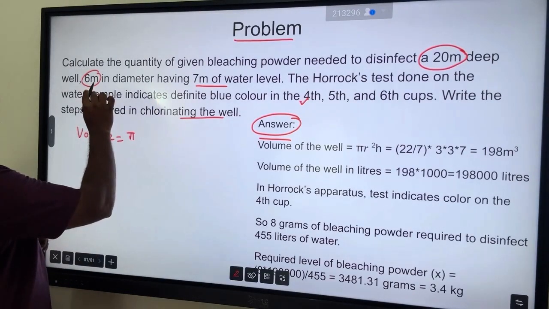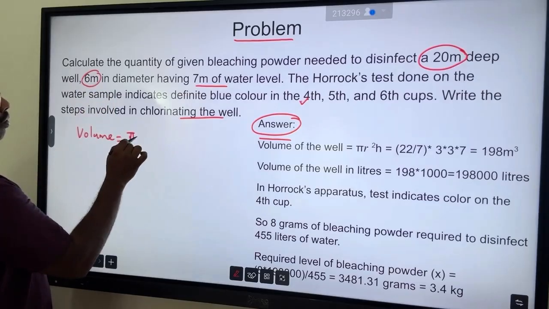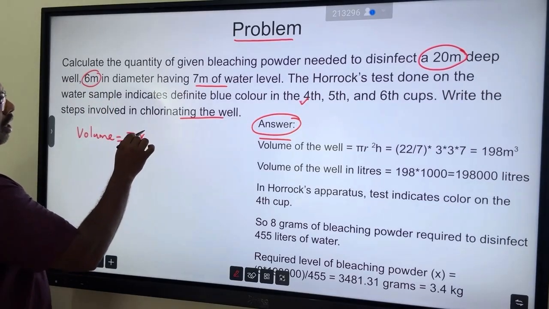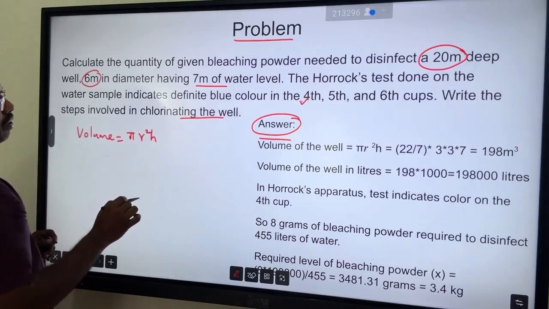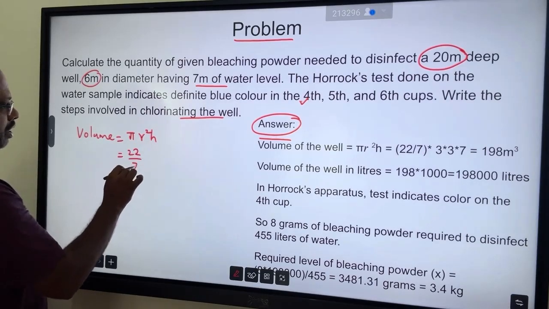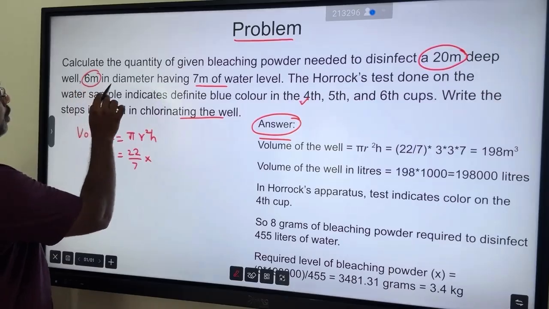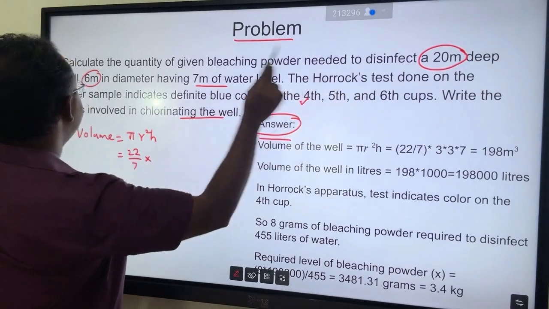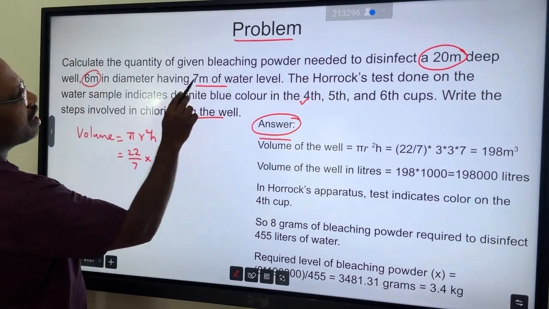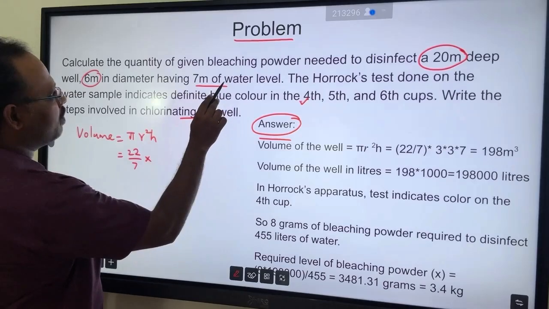Here it is given in diameter. So we need to calculate. Our formula is pi r square h, where pi is 22 divided by 7. R is the radius, which is diameter divided by 2. It is given as 20 meter deep and 7 meter of water level.